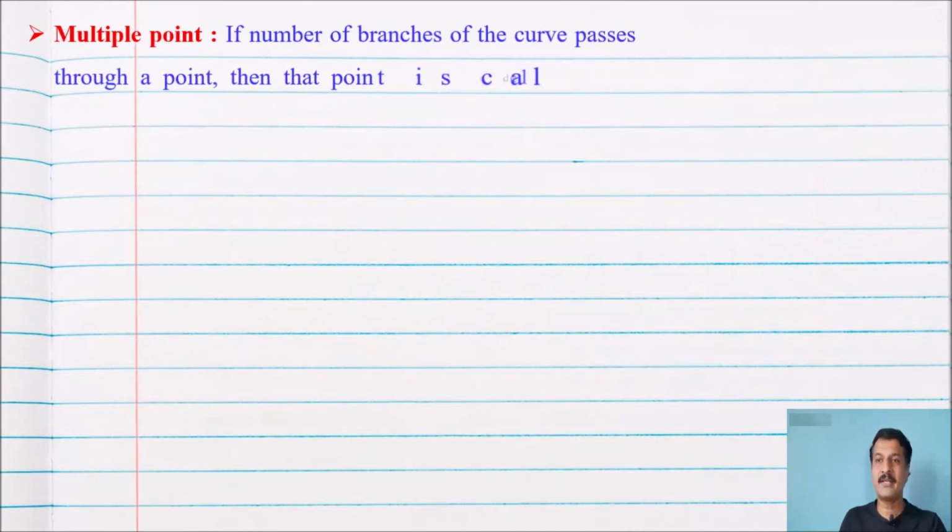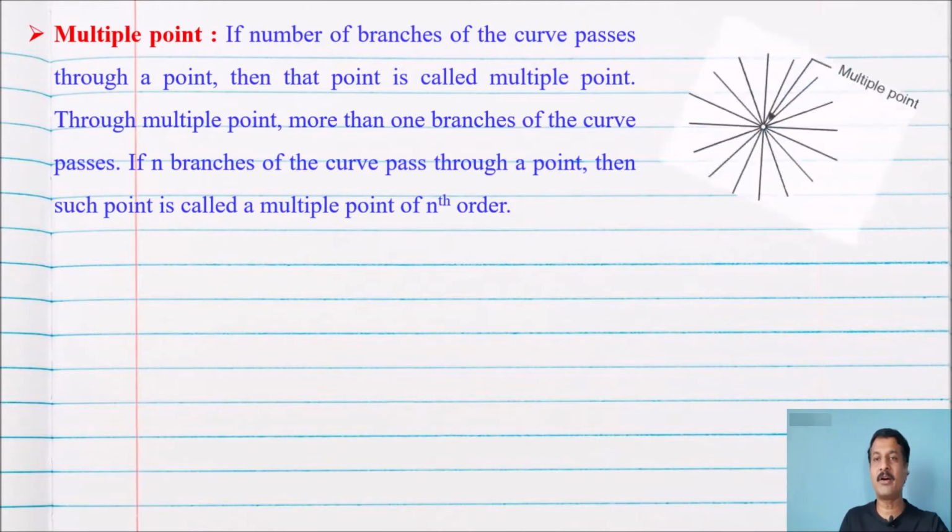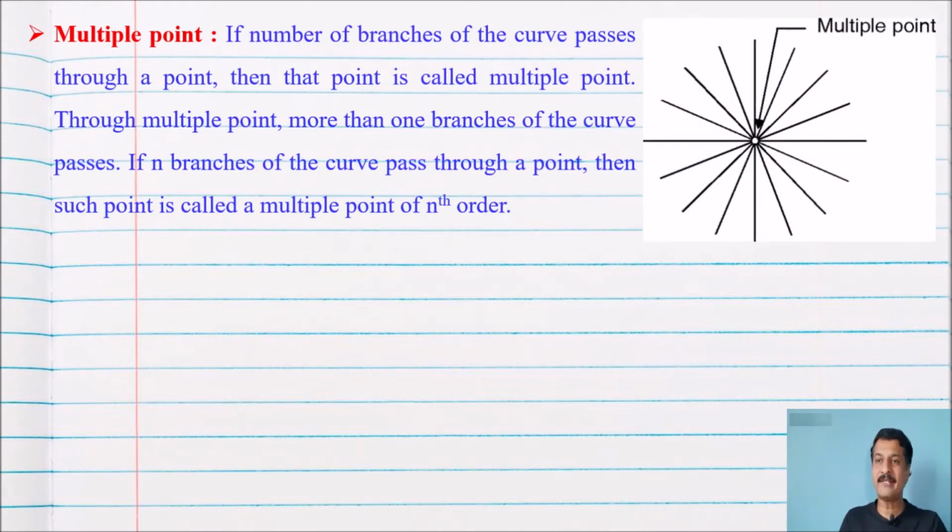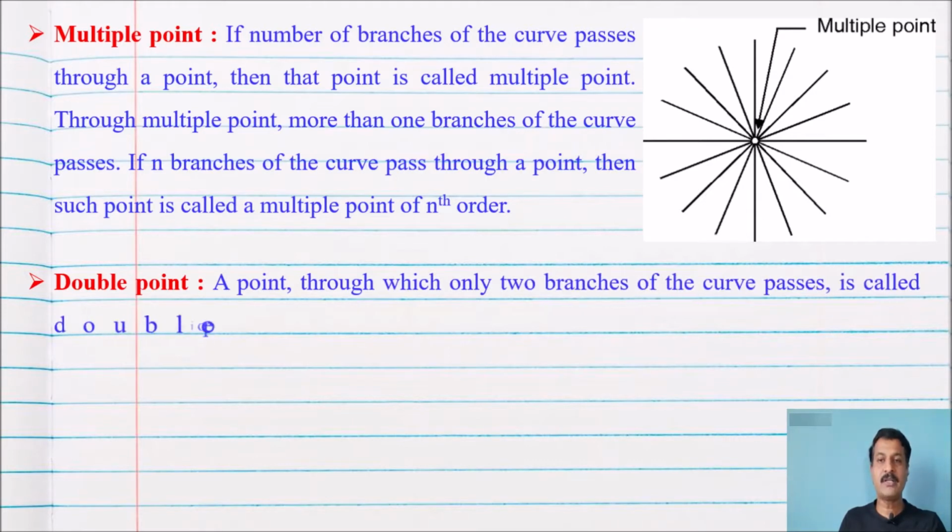Multiple point: if a number of branches of the curve pass through a point, then that point is called a multiple point. Through a multiple point, more than one branch of the curve passes. If n branches of the curve pass through a point, then such a point is called a multiple point of nth order. You can see the figure here. Double point: a point through which only two branches of the curve pass is called a double point.